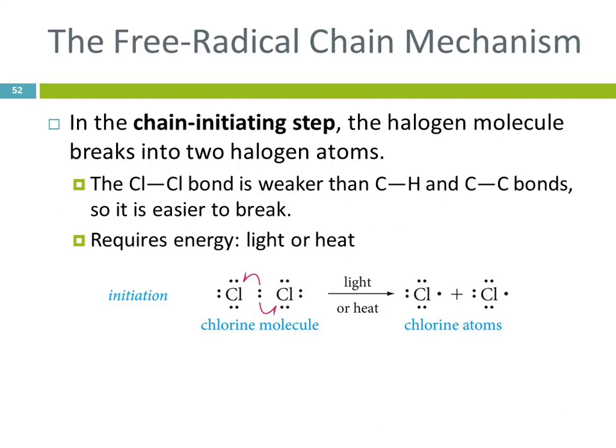The first step is called the chain initiating step. And this is where the halogen molecule breaks into 2 halogen atoms. So here we're looking at the Lewis structure of the chlorine molecule. And what happens, we've got these curved arrows that have half a head. I'm blanking on the name of those. We'll call it a half arrow. So 1 electron is going over here, and 1 electron is going over there.